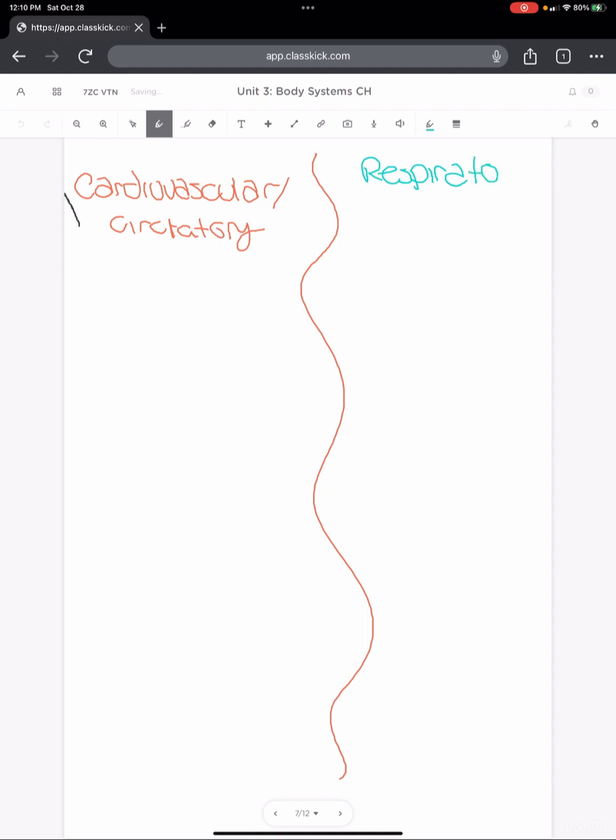And it's not even versus. You know what? Let me erase that because that's not what we're doing here. We're talking about interdependence. This is how they work together. They're best friends. They rely on one another.